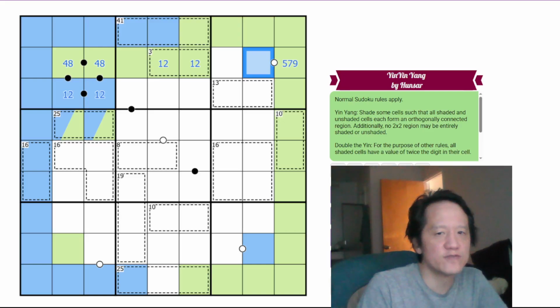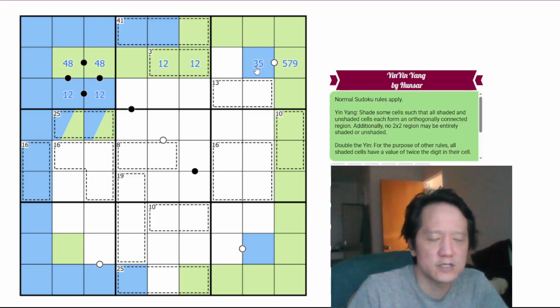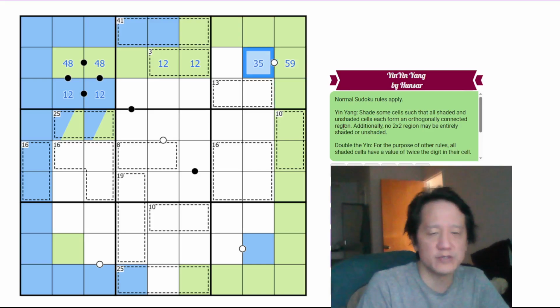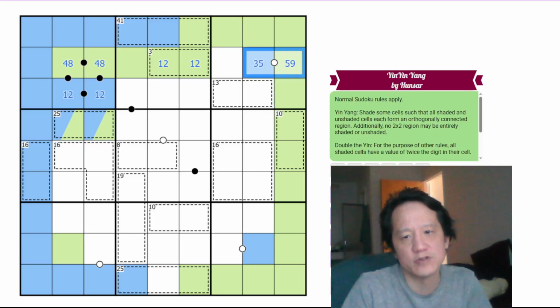That means this is value-wise 4, 6, 8, or 10. It cannot be 4 or 8. So it's 6 or 10. So this is either 3 or 5. So it's either 6 in value, 3 doubled with 5, or 5 doubled with 9. So this cannot be 7. So 5 has to be one of these two digits here.